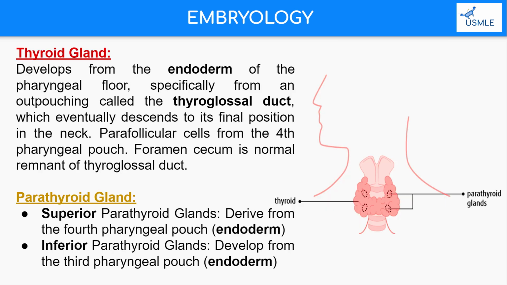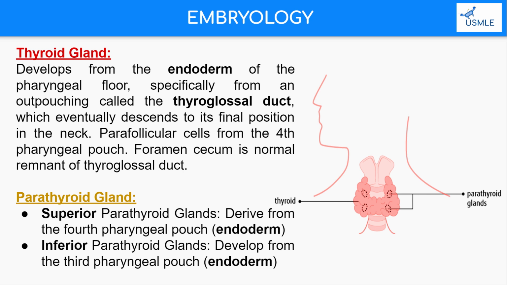Thyroid gland develops from the endoderm of the pharyngeal floor, specifically from an outpouching called the thyroglossal duct, which eventually descends to its final position in the neck. Foramen cecum is a normal remnant of the thyroglossal duct, which is found at the base of the tongue.